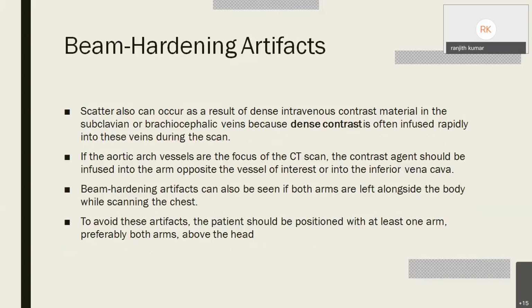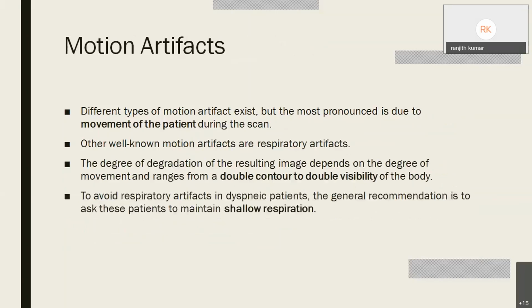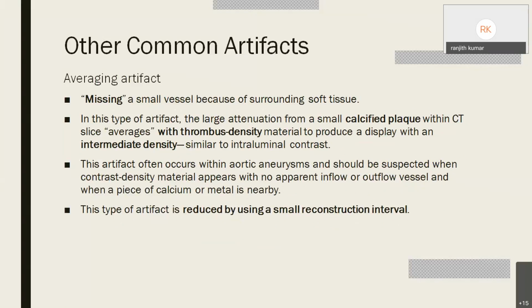These beam hardening effects can also occur when a dense contrast is given through the veins. This can be avoided by positioning the limbs over the head, to avoid beam hardening effects due to the dense contrast injection with a power injector during CT angiography. The other is the motion artifact, which can range from a double contour to a double visibility of the body. This is because of the movement of the patient. In dyspneic patients, we can ask the patient to have shallow respiration, so motion artifacts can be avoided.